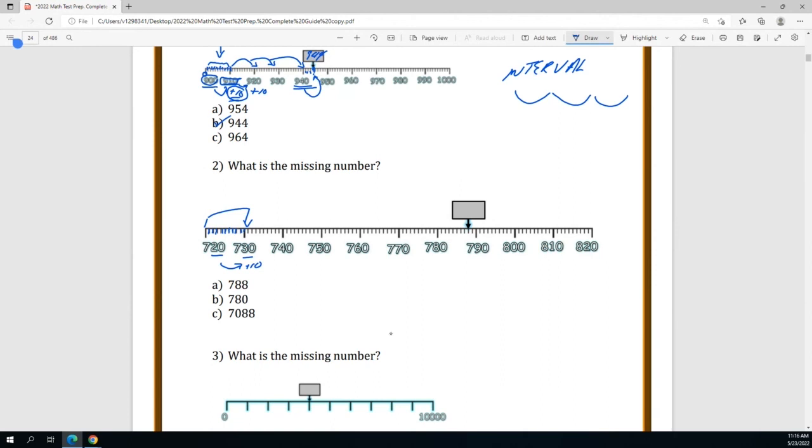So I would come here and say, well, where is this? You would say, well, I know it's definitely between 780 and 790, but you need to count each segment to figure out exactly where. 1, 2, 3, 4, 5, 6, 7, 8. This is 788.